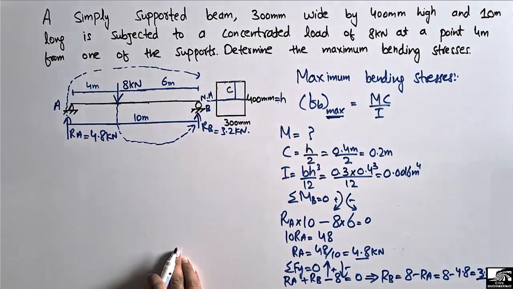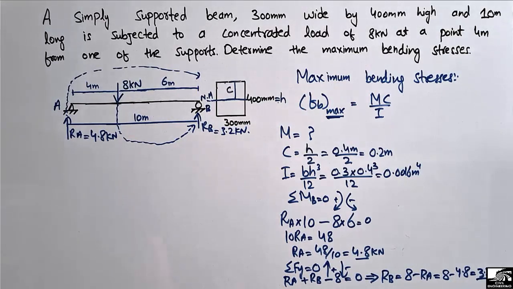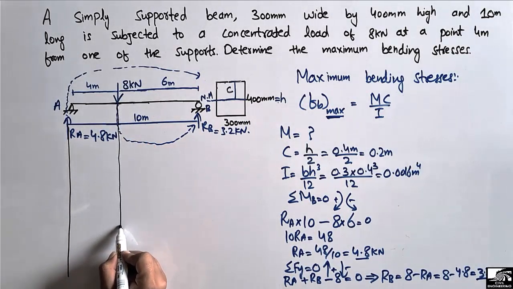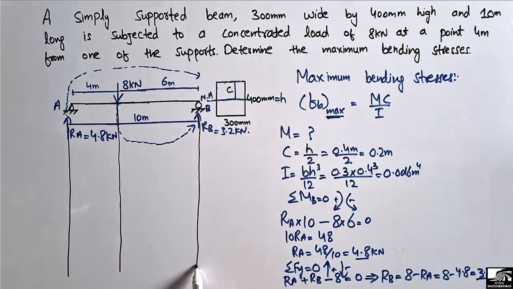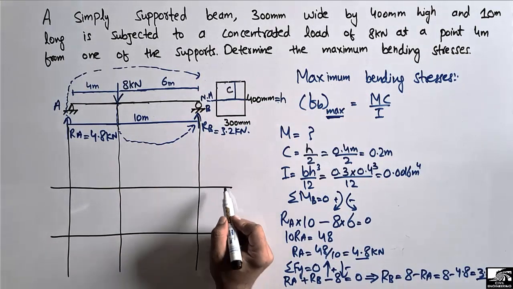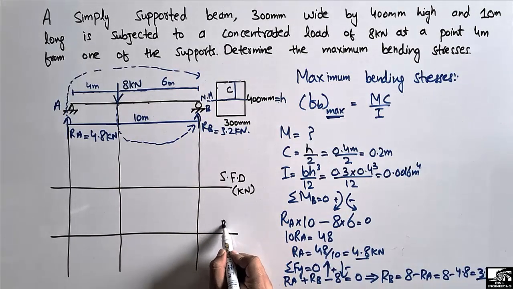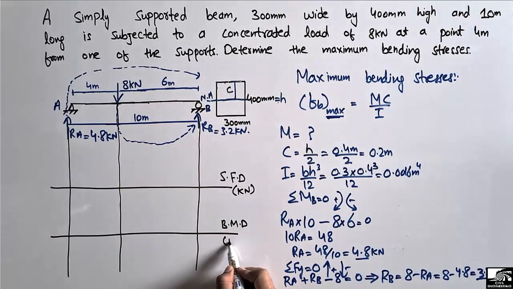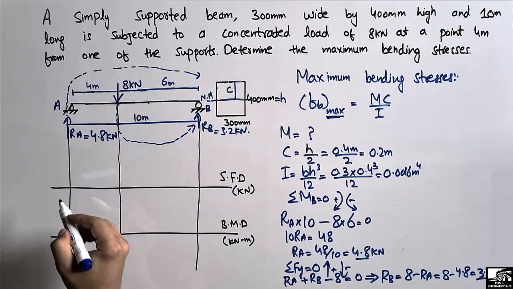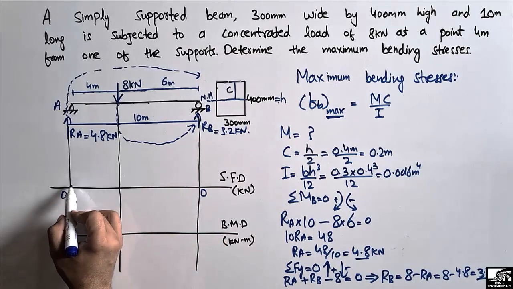Now we have found the support reactions for this beam. Now we can draw the reference line for this beam. So this will be the reference line, and from this we can draw the shear force and bending moment diagram. This is for the shear force diagram in the unit of kilonewton, and this is for the bending moment diagram in the unit of kilonewton meter. So now the first step: these are the reference lines 0, 0, and we will start the shear force diagram from this end.